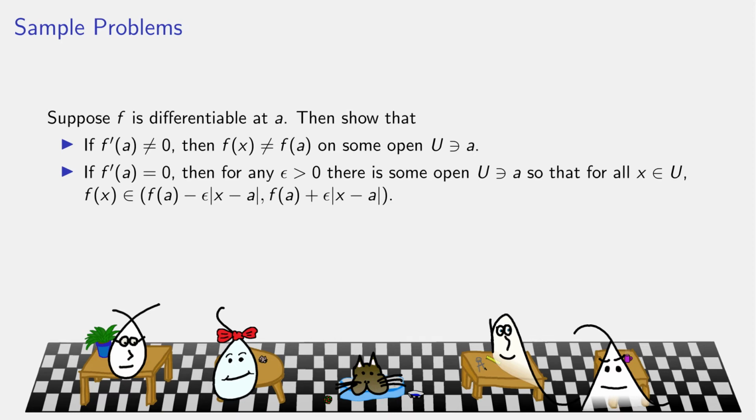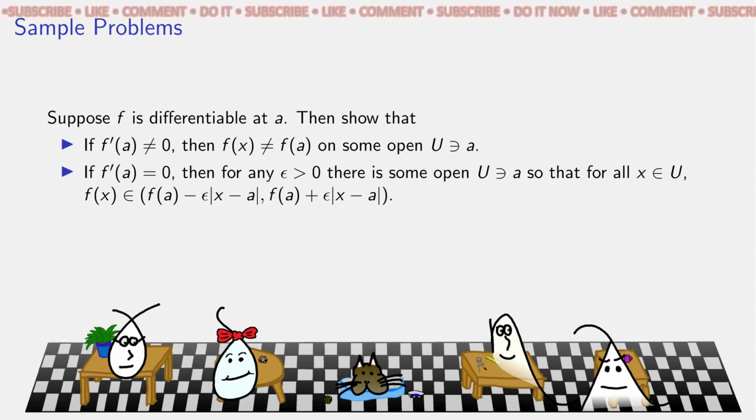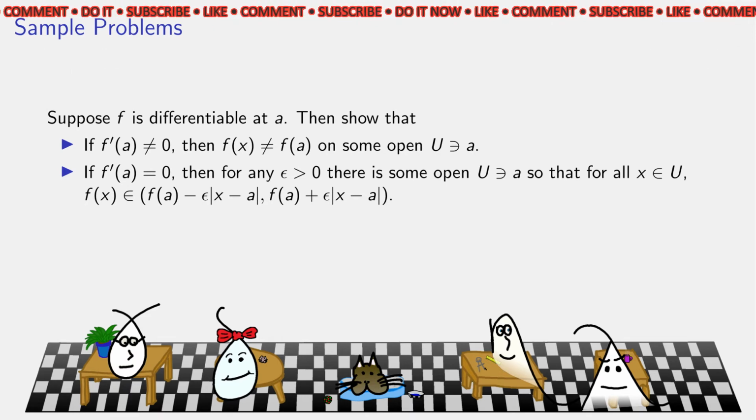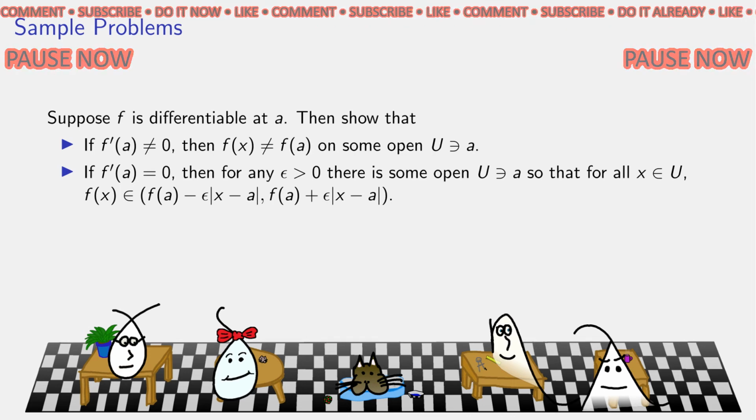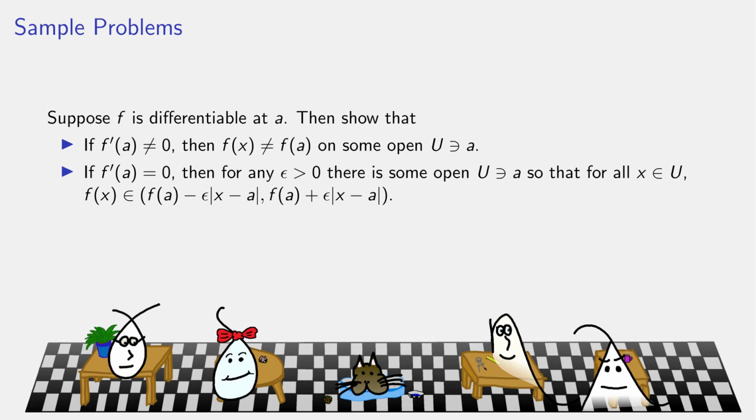Now suppose f is differentiable at a point. Show each of the following. Here are some practice problems for you involving linear approximations and related results. Now that first one says, if the derivative exists and isn't 0, then you don't repeat values, at least on a little open interval around a. And for that, a proof by contradiction, I think, is the most straightforward. The second one says that if the derivative is 0, then for any epsilon which is positive, you can find a little neighborhood around a for which the following happens, and that just falls right out from the derivative definition.